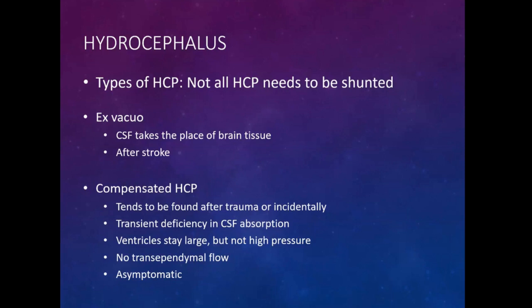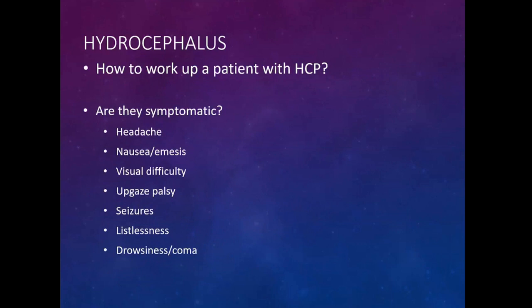Basically, are they symptomatic? Nausea, vomiting, visual difficulty, ocular movement issues, for example, up gaze palsy. They could have seizures, listlessness, drowsiness, coma. Now, any of these symptoms and findings can be for a million other reasons. They're just common things with hydrocephalus.